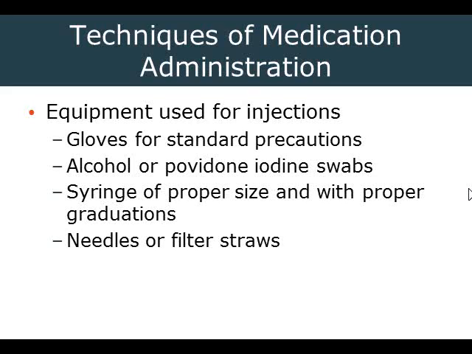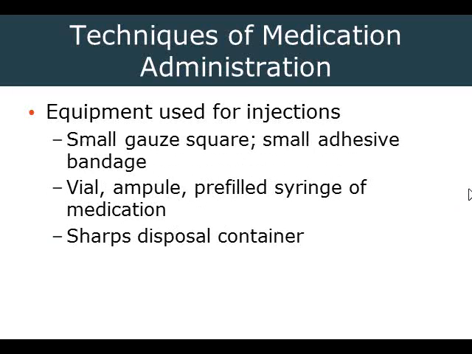If we're taking it from a vial, we simply need a needle. If we're going to draw it from an amp, we're going to need either a filter straw or a filter needle. Additionally, we're going to need some gauze squares or adhesive bandages like Band-Aids. We will need the container of the medication, which is either going to be a vial or an amp, and we're going to get to that in just a second, and a sharps disposal container, so we can get rid of the contaminated needle when we're done.